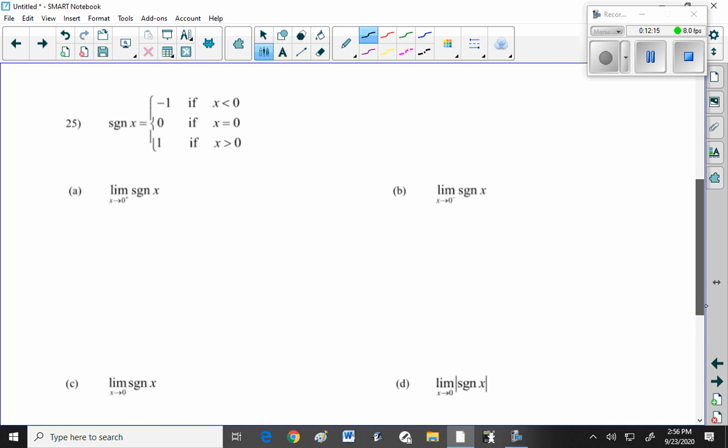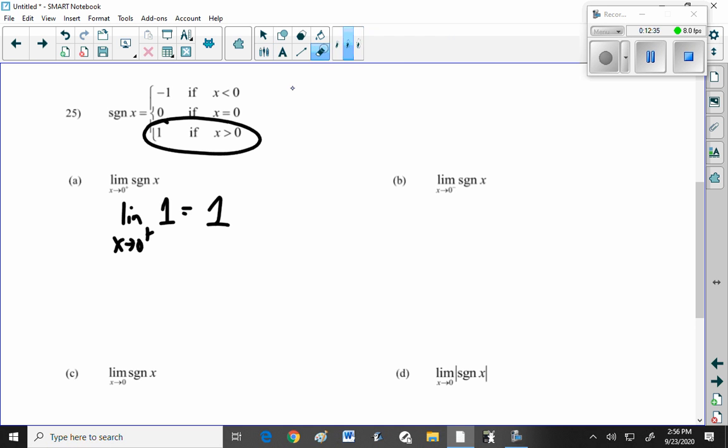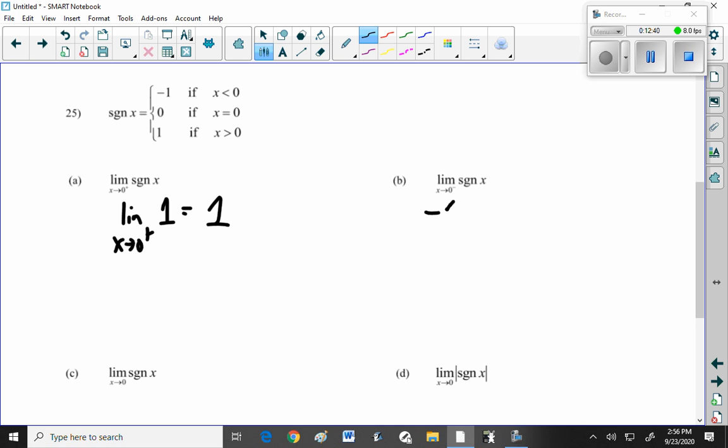The sign function, or as is sometimes called the signum function, lets you know if a number is positive, negative, or 0. So if I approach 0 from the right, I'm on this bottom function here. So if I approach from the right, this is the limit as x approaches 0 of 1. So I can just plug that in for sign x, which is 1. You can probably see if I approach from the left, I get negative 1. So in general, if I approach 0 from both directions, this does not exist.